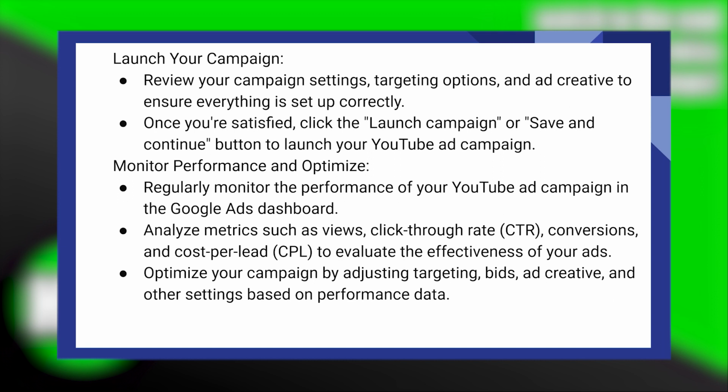Regularly monitor the performance of your YouTube ad campaign in the Google Ads dashboard. Analyze metrics such as views, click-through rate, conversions, and cost per lead or CPL to evaluate the effectiveness of your ads. Optimize your campaign by adjusting targeting, bids, ad creative, and other settings based on performance data.